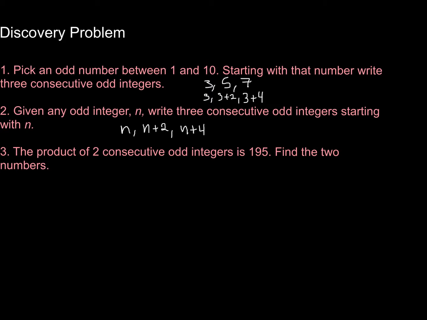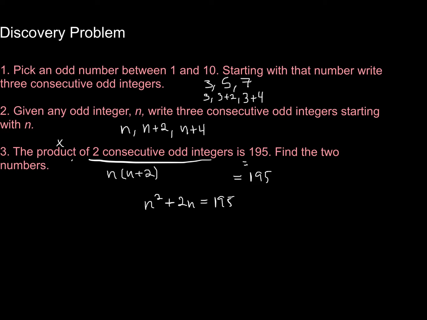So now if I have the product of 2 consecutive odd integers, and that equals 195, then what I'm really doing is writing an equation that looks like this. I have 2 consecutive odd integers. Let's say the first one is n. The one that comes after that will be n plus 2. So the product means I'm multiplying n times n plus 2, and that has to equal 195. Alright, so I want to find the two numbers. Well, I have n squared plus 2n equals 195.